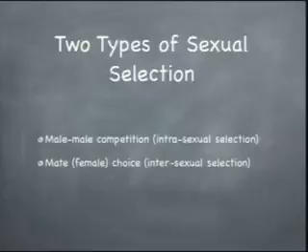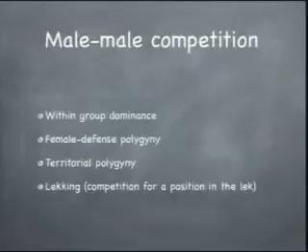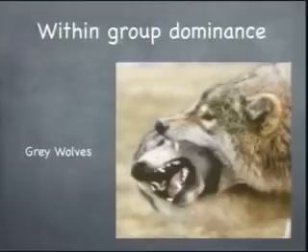So I'm just going to talk about some obvious examples of male-male competition. There's a number of types. There's within group dominance, where a hierarchy is formed through interactions among individuals, with the individuals at highest hierarchy having more access to mates. There's female defense polygyny, where a male defends a group of females from other males and mates with this group of females. There's territorial polygyny, where a male guards a territory, and any females that come into that territory he mates with. And there's lekking, a crazy system that some birds and other organisms have, where you have competition for position, or lek.